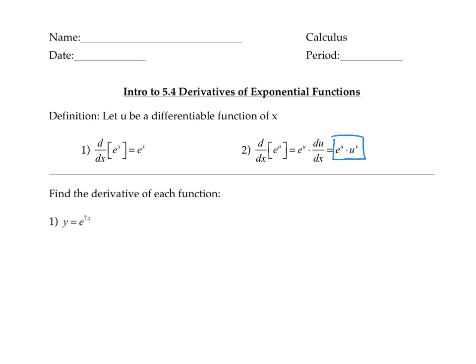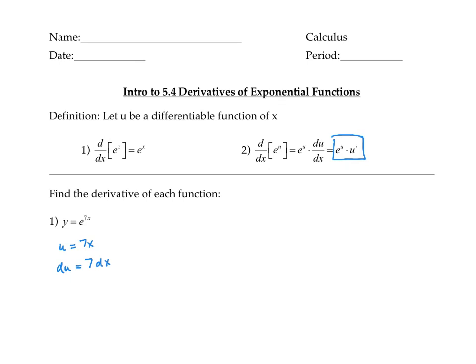All right, so we are going to have a little bit of substitution today. So take a look at number 1. And we have y equals e to the 7x, and we're asked to find the derivative. So we are going to let u equal 7x, and that means that du would equal 7 dx.